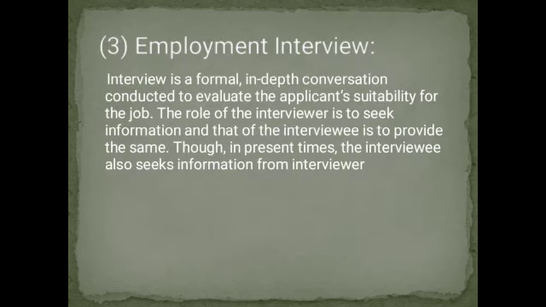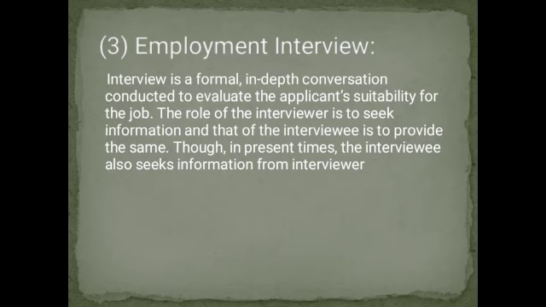Now the next, the third one, is the employment interview. Employment interview is similar to the personal interview that we do. After preliminary screening, the second one is the selection test. Now the third one is the employment interview. An interview is a formal, in-depth conversation conducted to evaluate the applicant's suitability for a job, whether after doing all these things he is suitable for that particular job, which we are going to check through the employment interview.